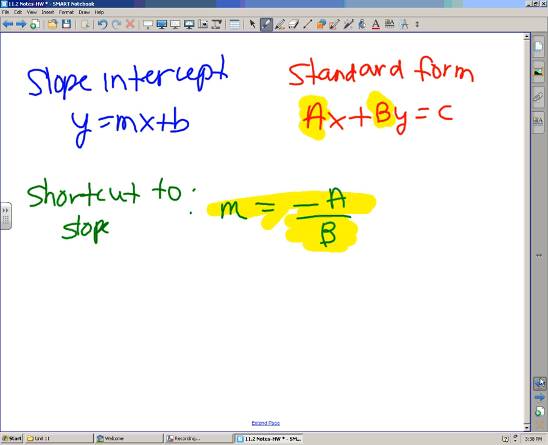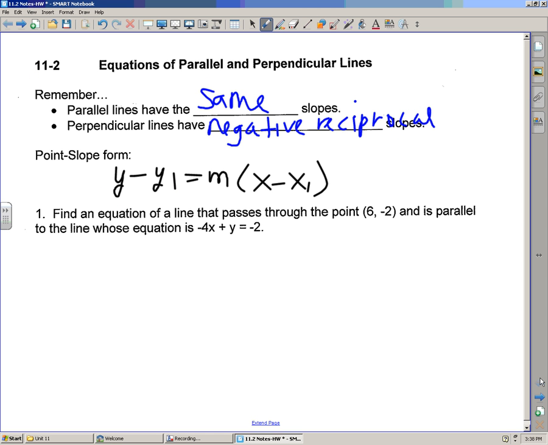All right, with that, let's go back to this first page. So find an equation of the line that passes through the point 6, negative 2. By the way, this is your x1 and your y1. Hopefully you remember this. And it's parallel to the line whose equation is negative 4x plus y equals negative 2. I'm going to use the shortcut to find the slope. I just like that better. So my slope then is going to be the opposite of a, all over b. In this case, my a happens to be negative 4. My b happens to be 1. And my slope comes out to be double negatives, so my slope is 4.